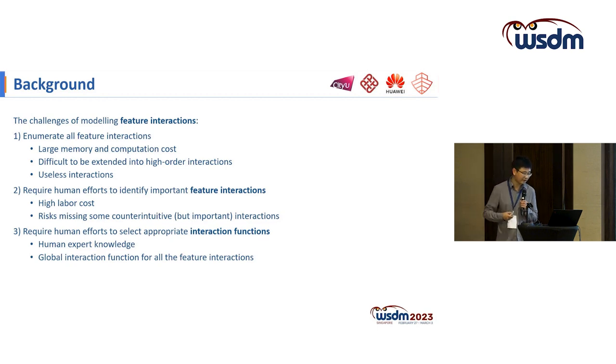And moreover, even if we have already identified some feature interactions, we have to select proper feature interaction functions for each of such useful interactions. Again, this needs more human expert knowledge because the number of feature interactions is very huge. So normally it would be almost impossible to develop unique, different interaction functions for different interactions.